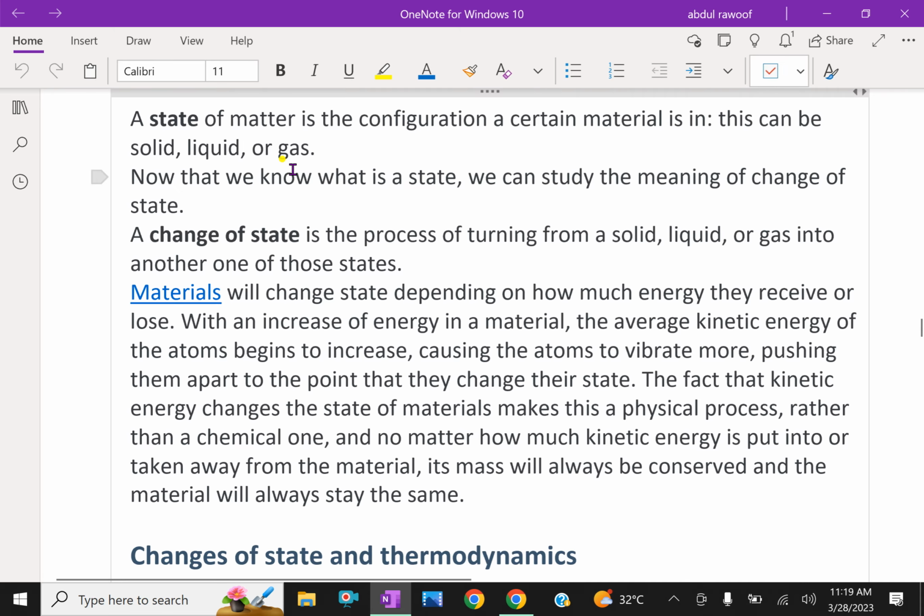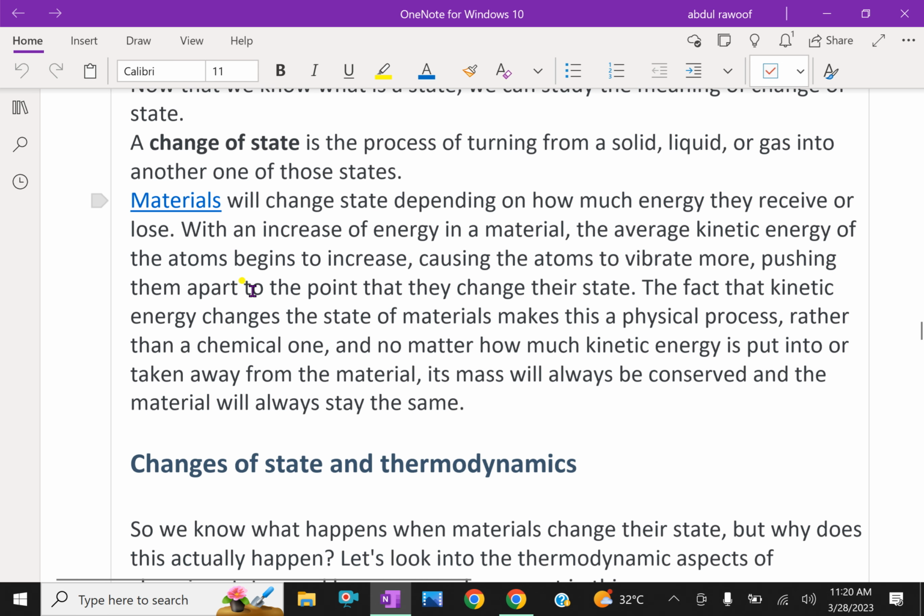A state of matter is the configuration of a certain material. This can be solid, liquid, gas, or plasma. Now that we know what is the state, we can study the meaning of change of state. What is change of state? It is the process of turning from a solid, liquid, or gas into another one of those states.